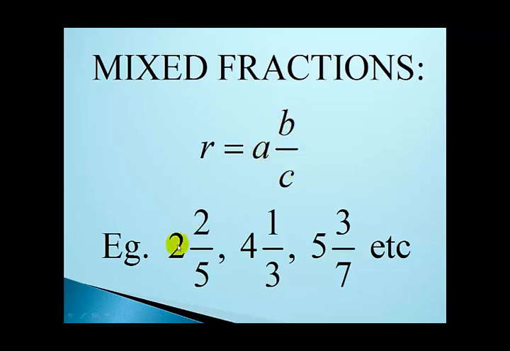And these are all examples. We have 2 whole number 2 over 5. 4 whole number 1 over 3. 5 whole number 3 over 7, etc. These are all examples of mixed fraction. It contains the whole number and the fraction, etc.